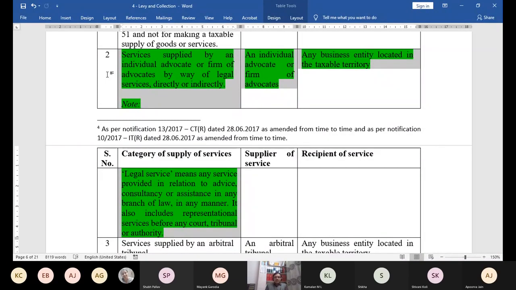Hurry up, hurry up. This is the definition of legal service which you can skip. So don't note down this definition, you can skip it. Written, sir. Very good.